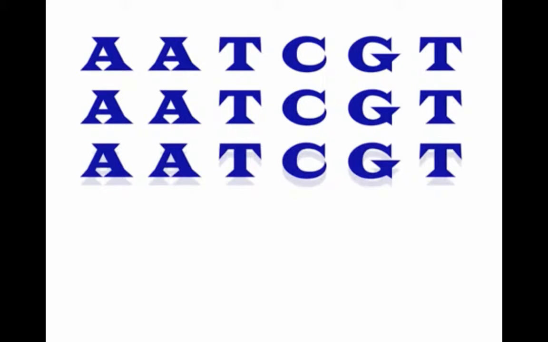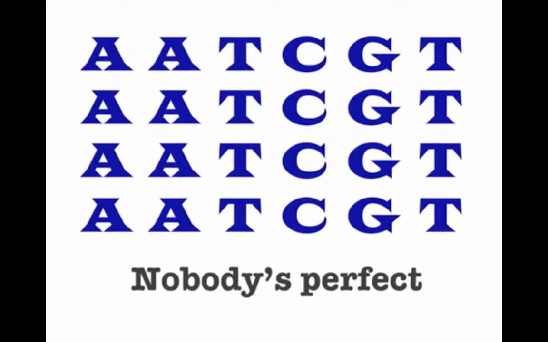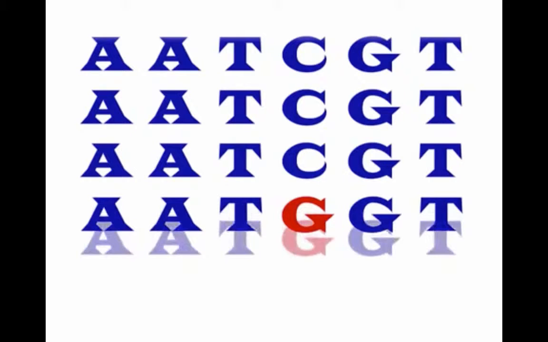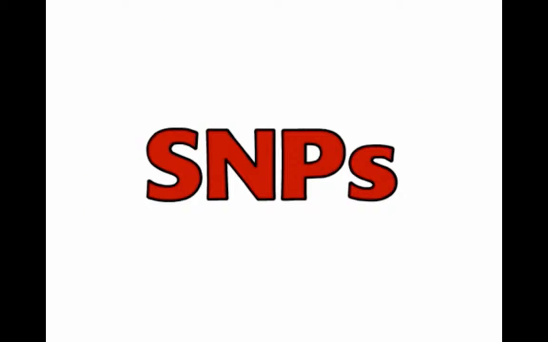When the body makes new cells, it doesn't make many mistakes. But nobody's perfect. Sometimes when the genome is copied, a single base pair might get added, left out, or substituted. Single nucleotide base substitutions create SNPs.